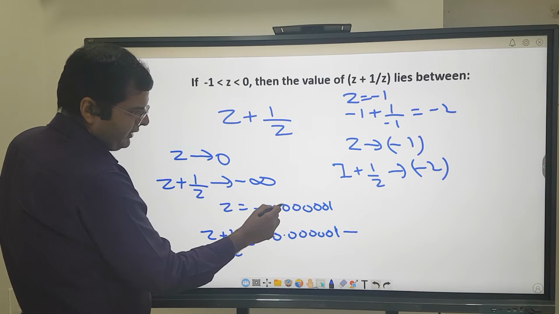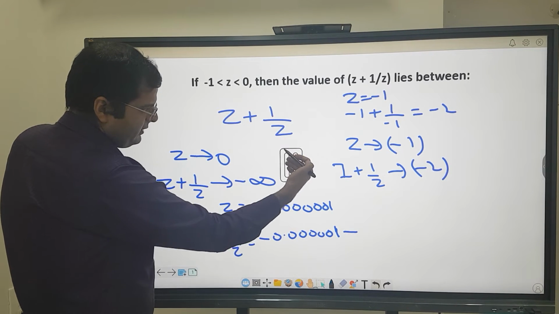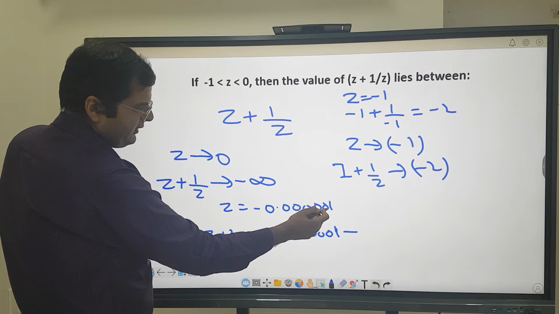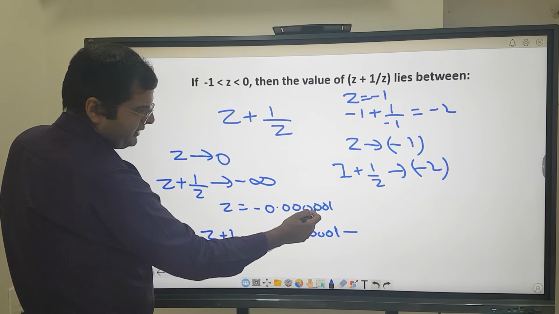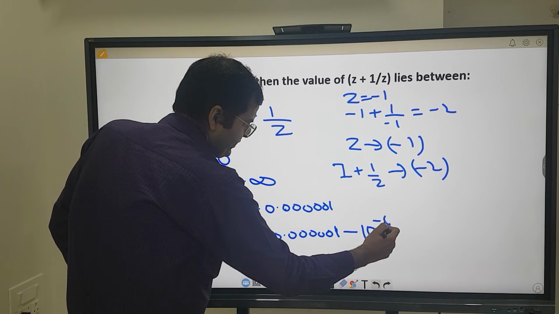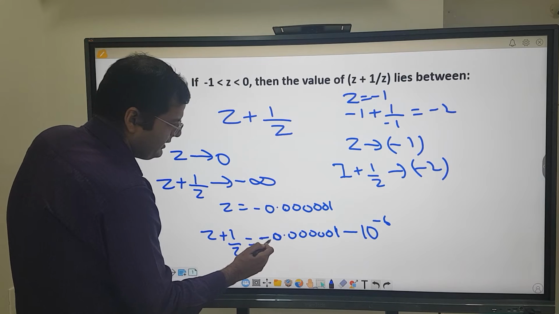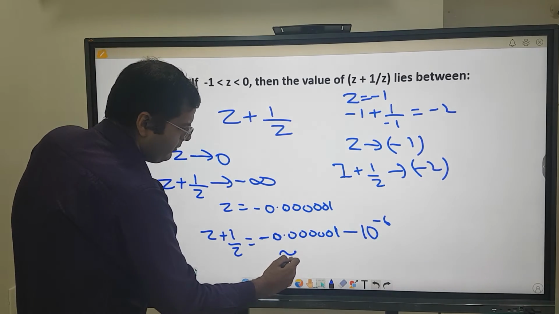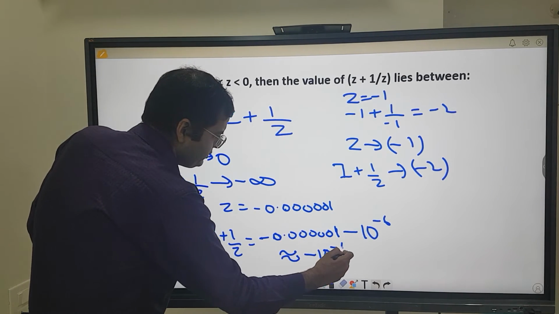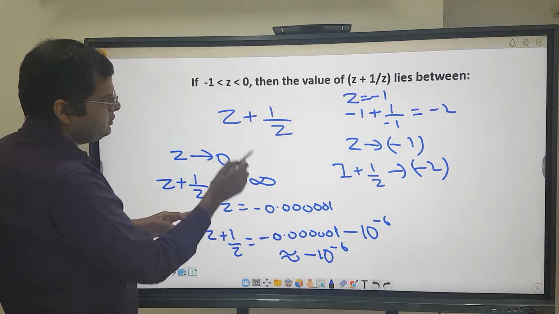This is 1 upon this, so that will be, 1 upon 0.1 is 10, 1 upon 0.01 is 100, so 1 upon this is 10 raised to 3, 10 raised to 4, 10 raised to 5 and 10 raised to 6, minus 10 raised to 6. So this becomes almost, see this part over here is negligible, so this is almost equal to minus 10 raised to 6. So it is becoming a very big number as z approaches 0.